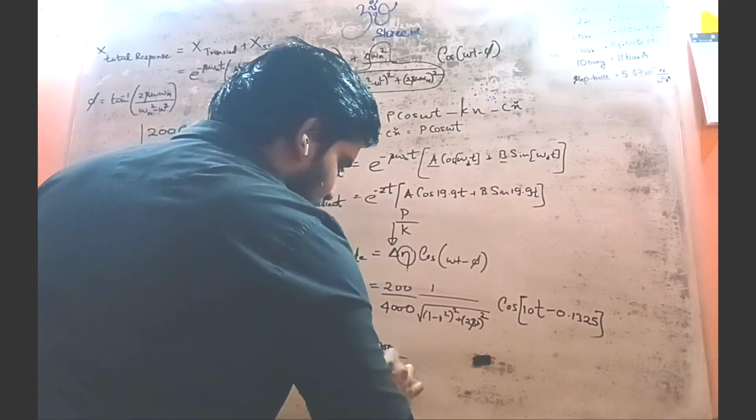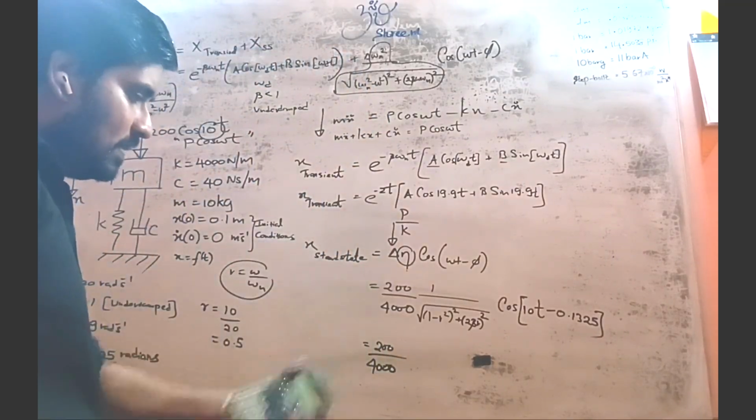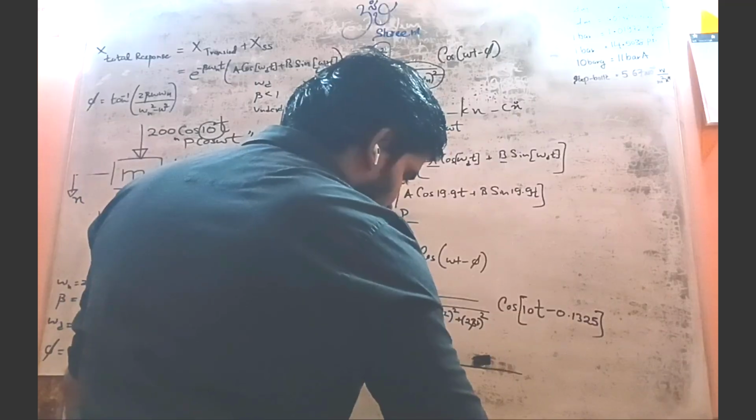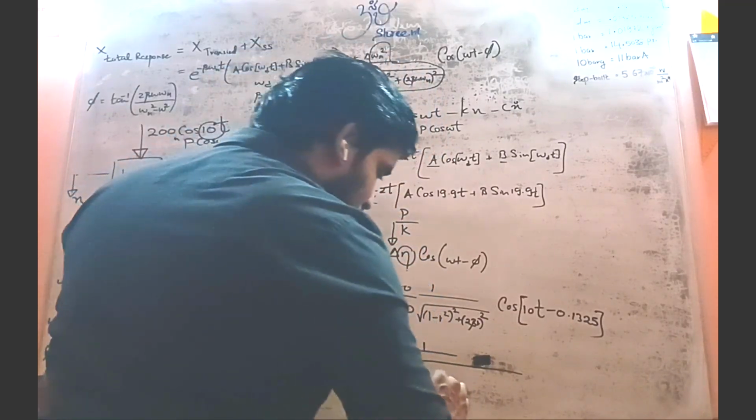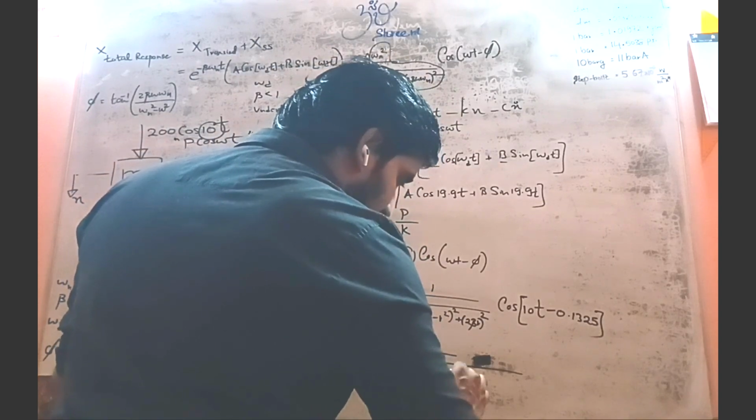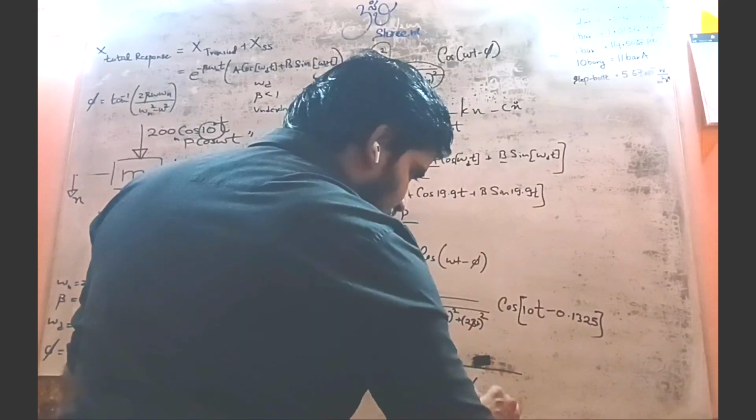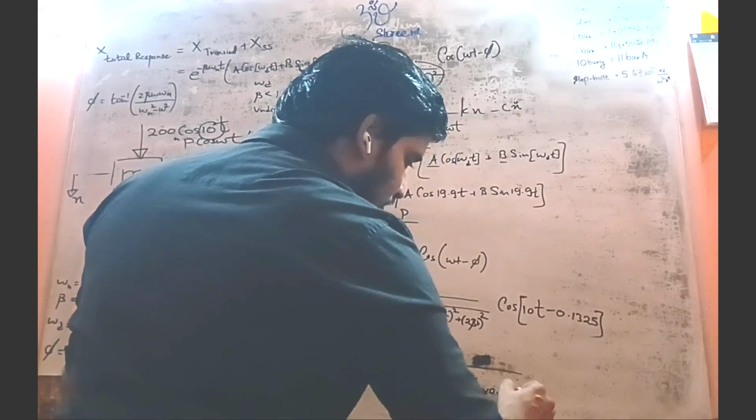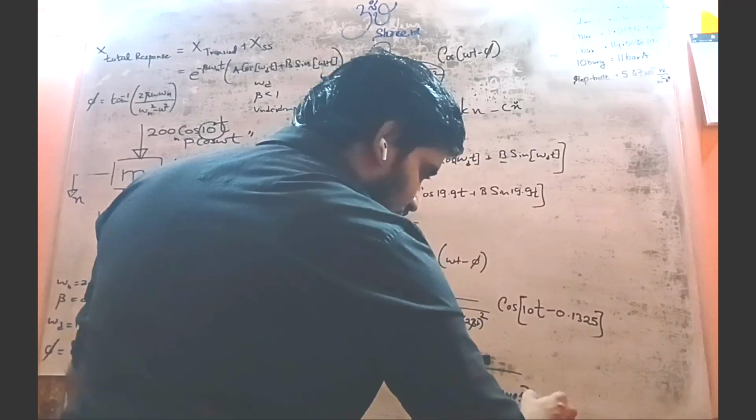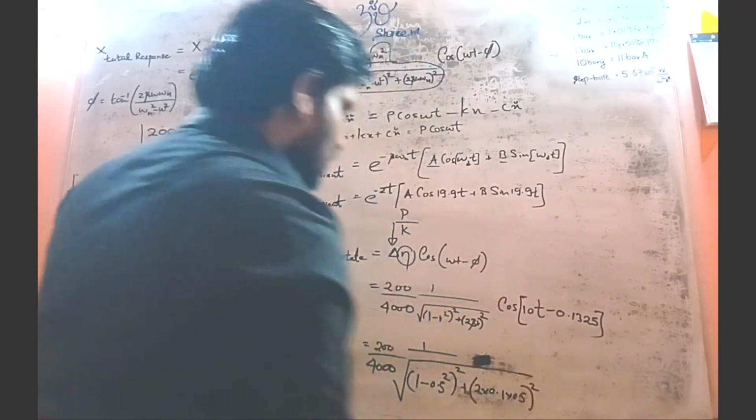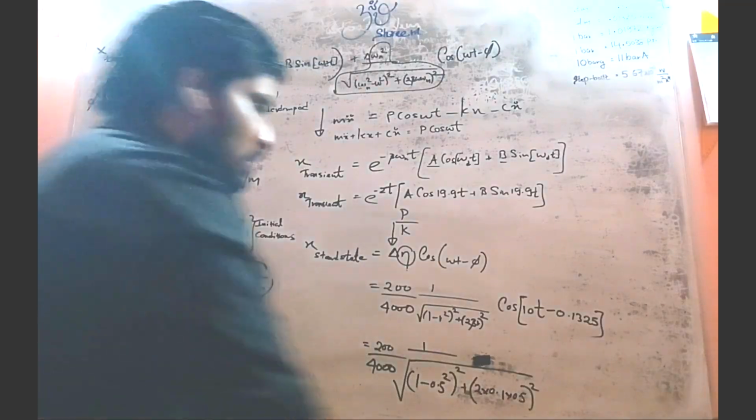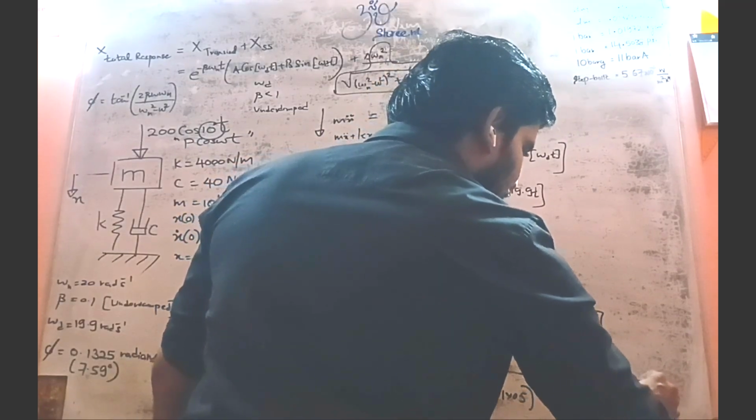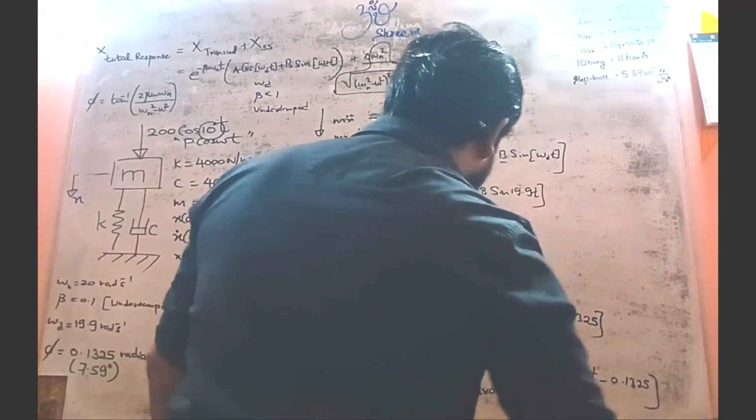If I keep all the values, it is easy for you to understand. So 200 divided by 4000, times 1 over the square root of (1 minus the frequency ratio 0.5, whole thing squared) plus (2 times beta, which is 0.1, times r, which is 0.5, whole thing squared), times cosine of 10t minus 0.1325.